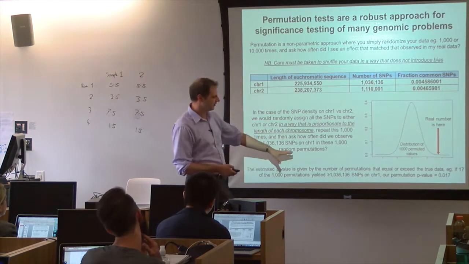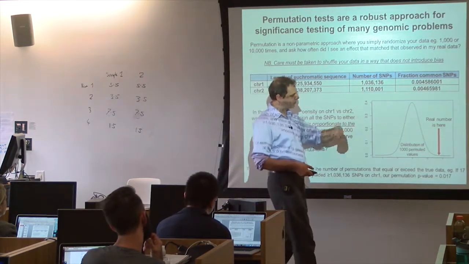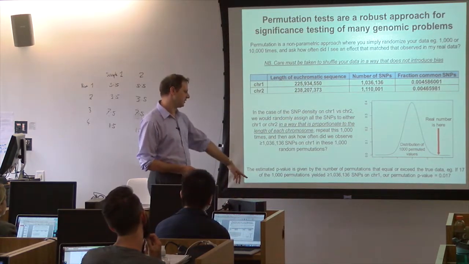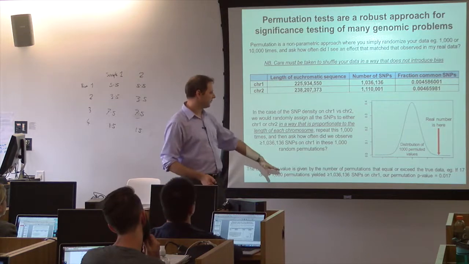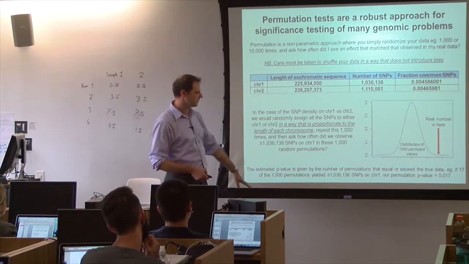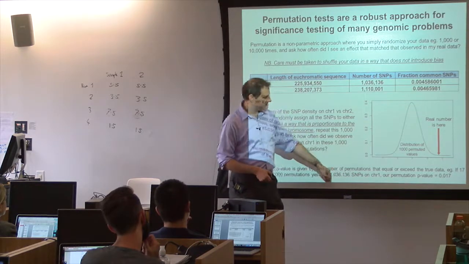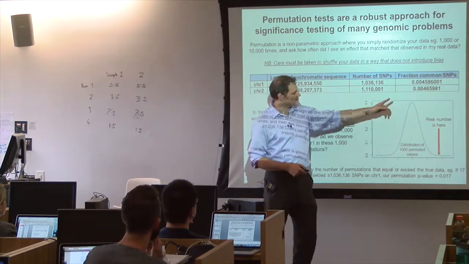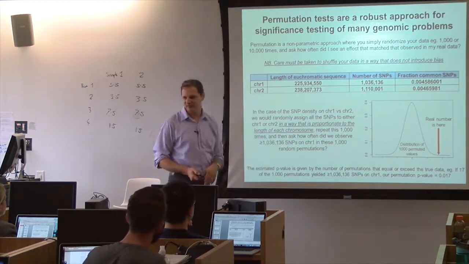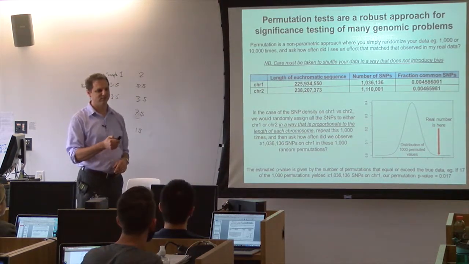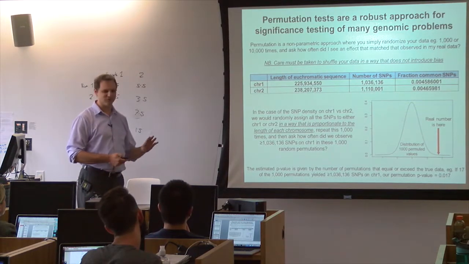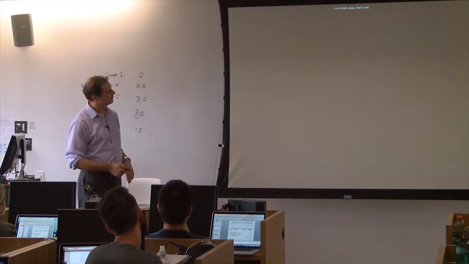And so your p-value is determined by the number of random permutations that equal or exceed your real observation. So say we did 1,000 permutations, we shuffled the SNPs 1,000 times, randomly assigned to the chromosomes. If 17 of the 1,000 times we did it, we actually saw equal or more than this fraction, our p-value will be 0.017. I'm kind of skirting through this just to give you a sense.